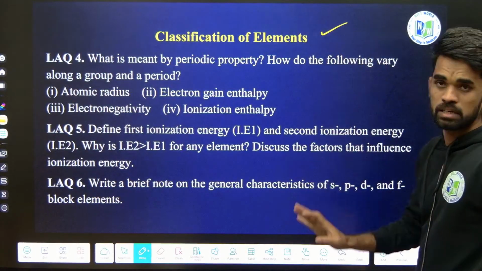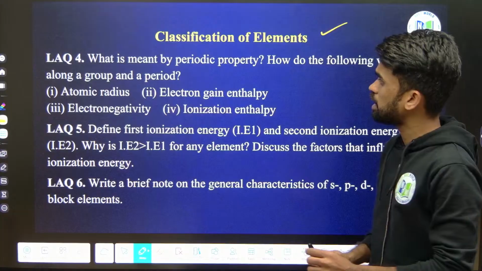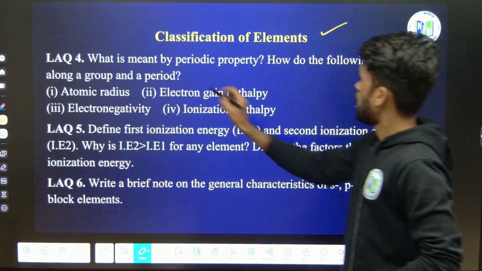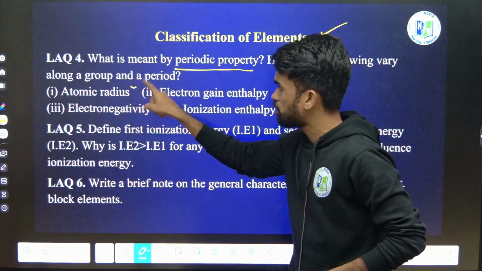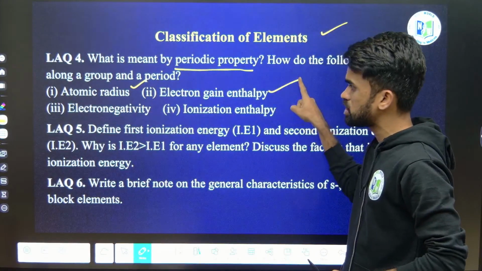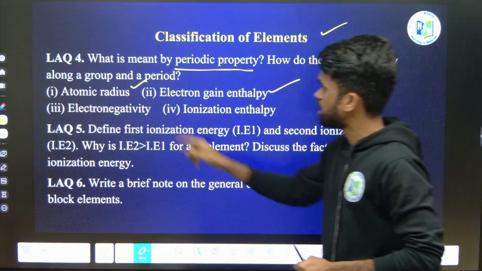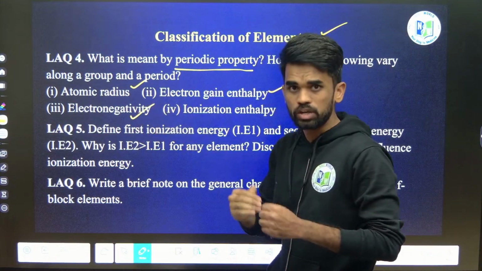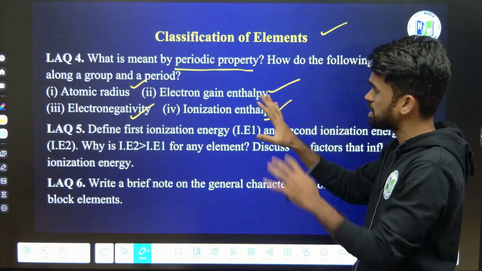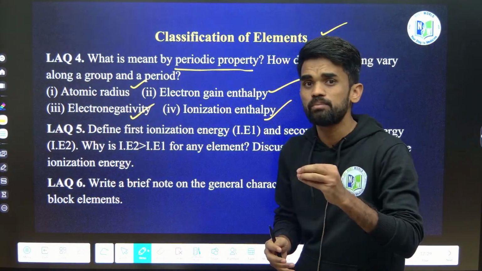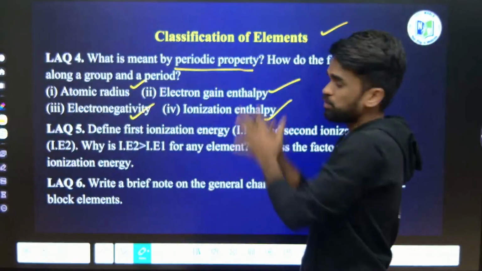Classification of elements. So from each chapter, definitely a question asking about periodic properties. What are periodic properties, what is atomic radius, ionization energy, ionization enthalpy, and the next, electronegativity, what is electron gain enthalpy, and ionization energy. These are the periodic properties that we must focus on from the classification of elements.